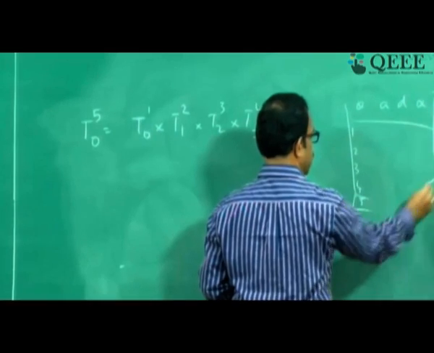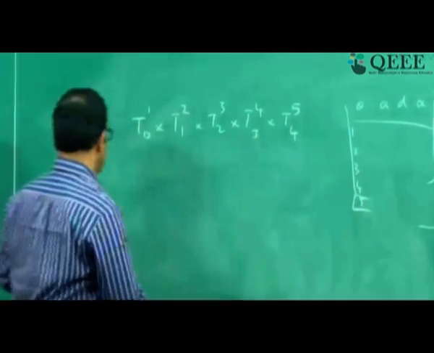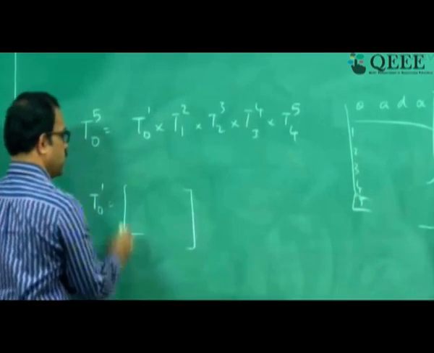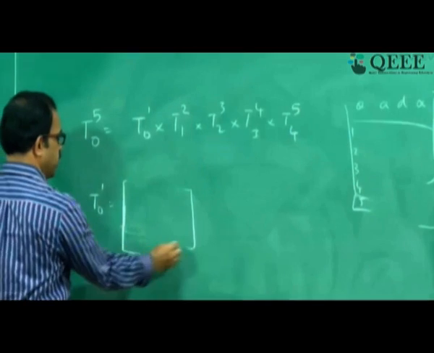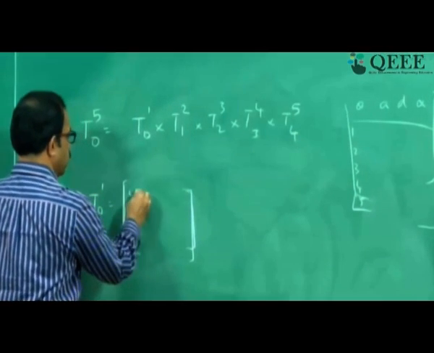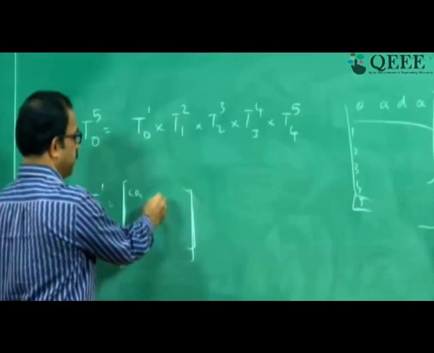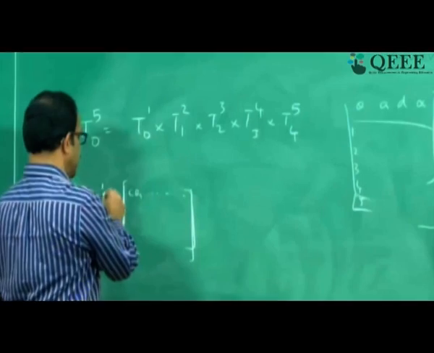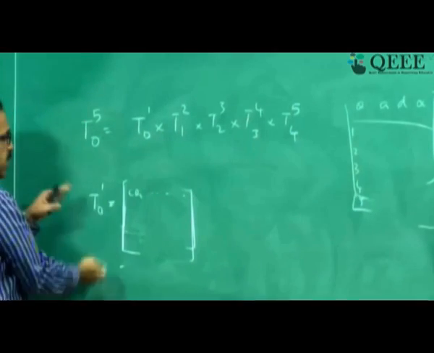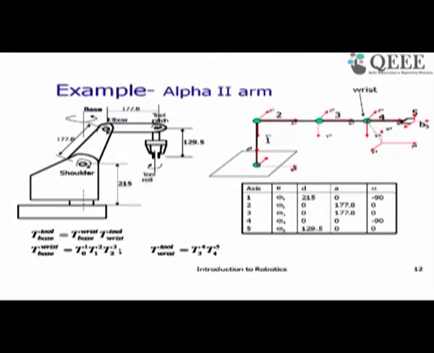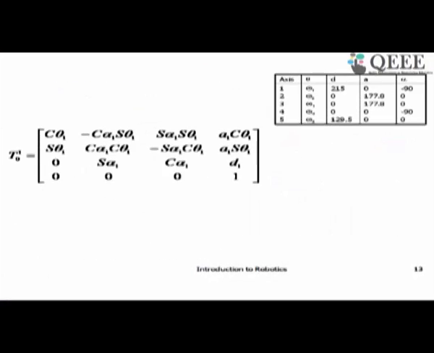So all these parameters are known, and therefore we can find T1 to 0 by simply using the DH matrix, which we already saw how to get, the 4 by 4 matrix with cos theta k, minus cos alpha k sin theta k, etc. We use this to get the individual transformation matrices and then multiply them to get the final transformation matrix. You can see this is the parameter table and this is T1 to 0, given by the DH matrix as in the slide.